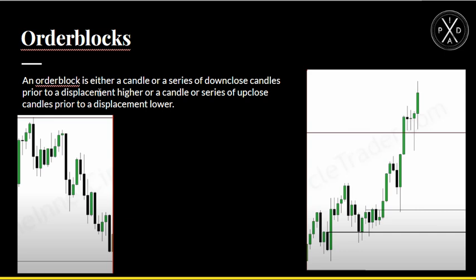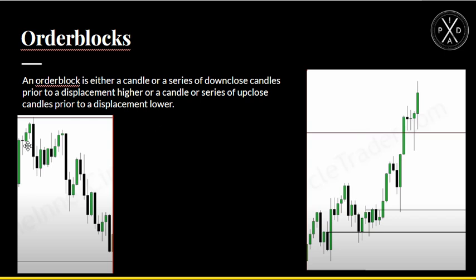All right, so an order block is either a candle or a series of down closed candles prior to a displacement higher, or a candle or series of up closed candles prior to a displacement lower. So that's basically the bullish and the bearish order blocks. The bullish order block would be your series of down closed candles prior to a displacement higher. And then your bearish order block would be a series of up closed candles prior to a displacement lower.